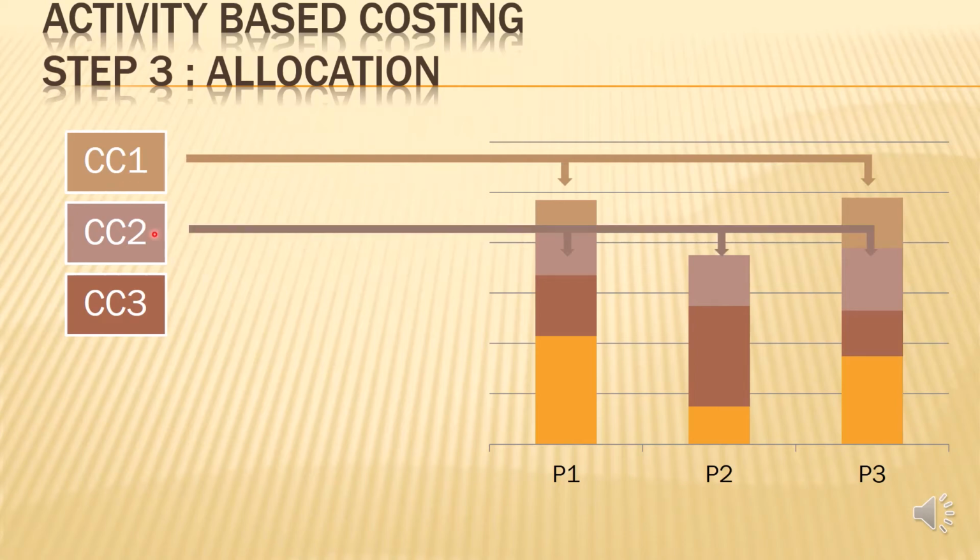Next, from CC2, all three have some share, and the share will depend on what is the cost driver for CC2, which may be different from that for CC1. Finally, for CC3, similarly, you have some share, and this time you observe that P2 has a greater share. Maybe P2 consumes more of that cost driver, or P2 is associated with a greater number of the variable which is the cost driver for CC3.